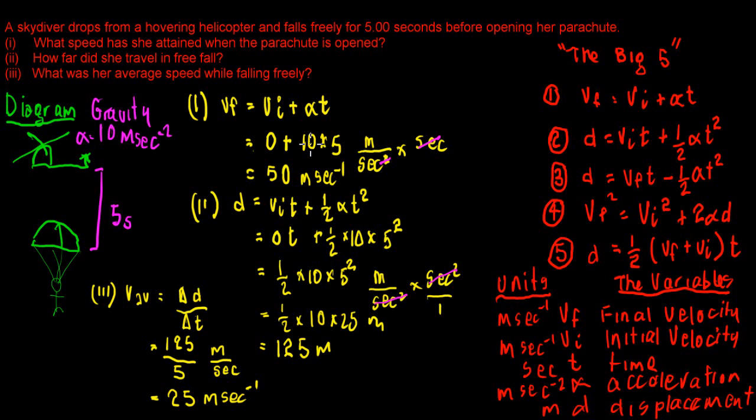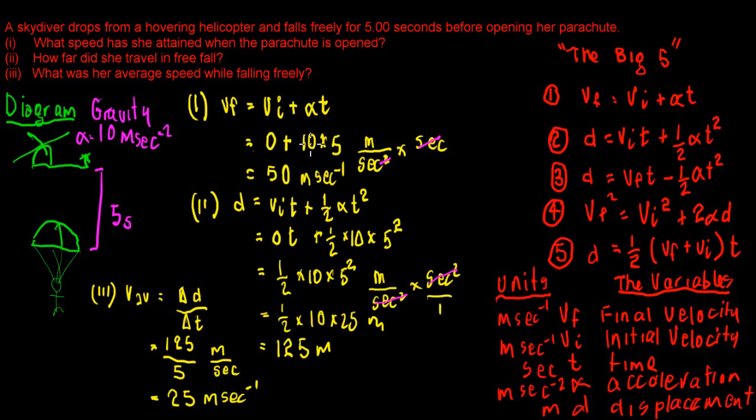D, VI we know, T we know, VI is 0, so that cancels out, equals a half. The acceleration we know, and T squared we know. So I'm pretty sure it's equation 2 that we can use there, and that VI 0 times T cancels out, plus a half times 10 times 5 squared. So just rewriting that as a half times 10 times 5 squared.